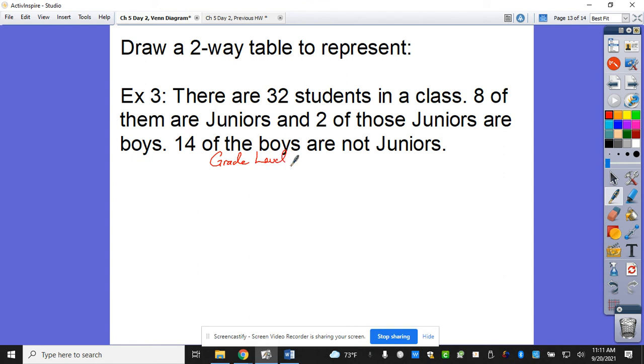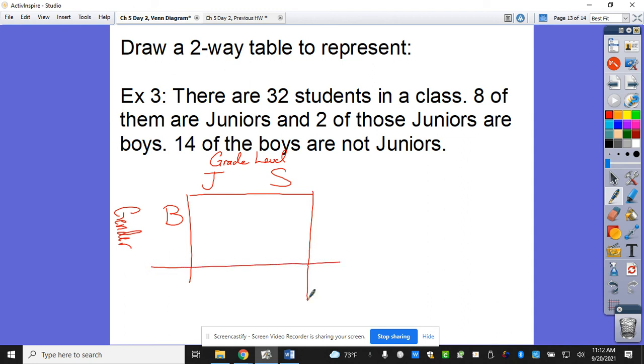What are my options for grade level? Juniors and seniors. What's my other variable? What's my options? So, looking at this one quite literally, let's think through this one first. We know that how many, stop writing and watch me for a second because I don't want you to draw and measure yourself out. If I do this, how many go here?